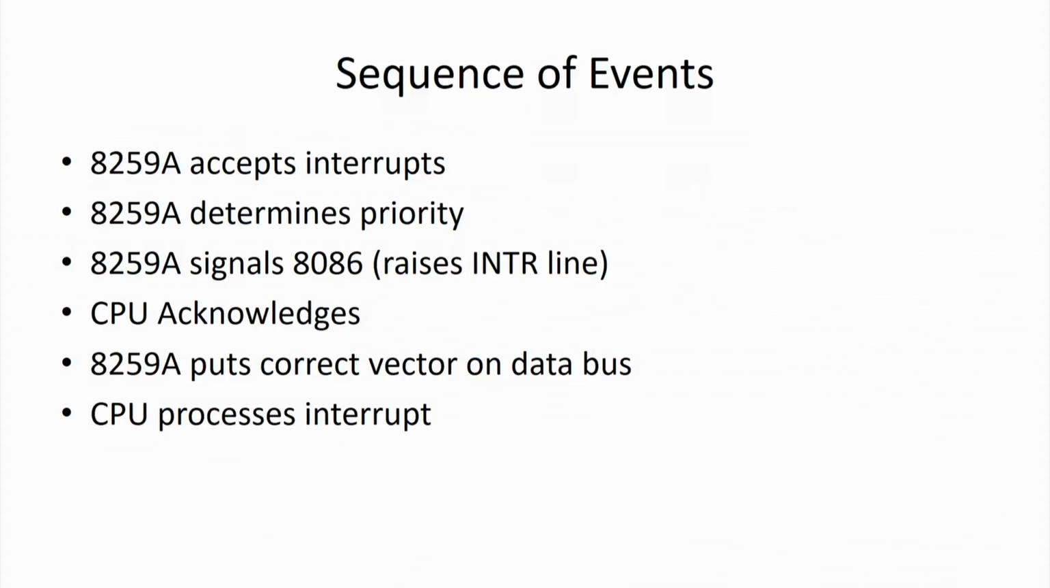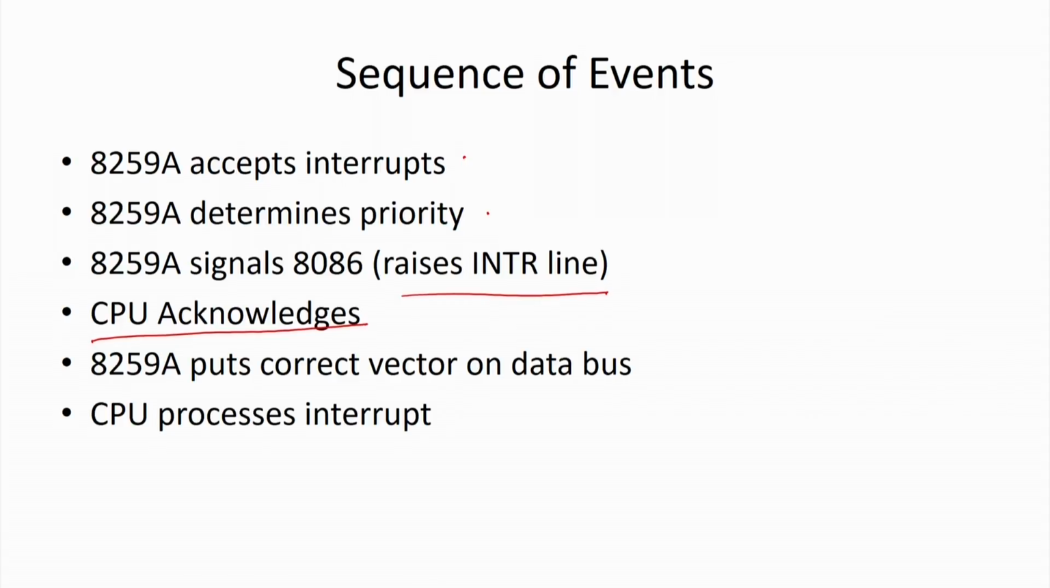8259A accepts interrupts. Okay. Devices are connected to the 8259A, and it accepts the interrupts from the devices. The 8259A determines the priority. Again, that priority determination is not posed to the processor itself. The 8259A determines which has the highest priority, which has the lowest priority, and so on. Once it resolves that issue, the 8259A signals the 8086 through an interrupt line. The 8086 has an INTR line, the interrupt line. Once it identifies the device and finds out the priority, so that service can now be given, the 8259A gives the interrupt signal to the 8086, then the CPU acknowledges, the 8086 acknowledges it.